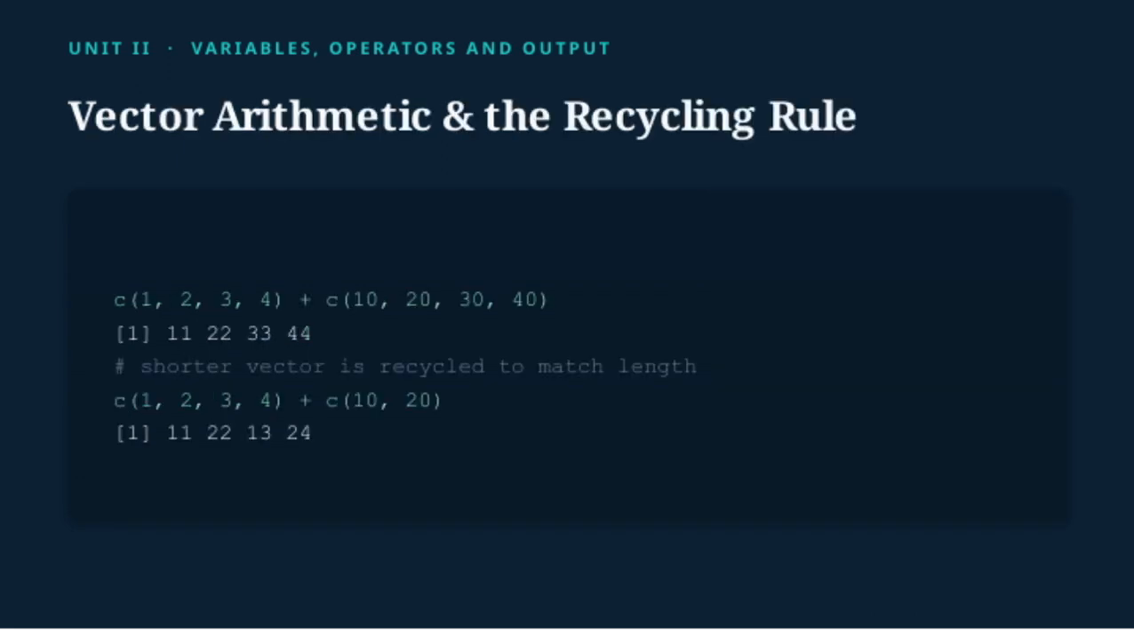Let's talk about vector arithmetic and something called the recycling rule. When we add two vectors of the same length, it's straightforward. Each element pairs up and adds together. But what happens when the vectors aren't the same length? The shorter one gets recycled, or repeated, to match the length of the longer vector. This lets us do element-wise operations without worrying about matching sizes exactly. It's a simple rule, but it's key to working efficiently with vectors.